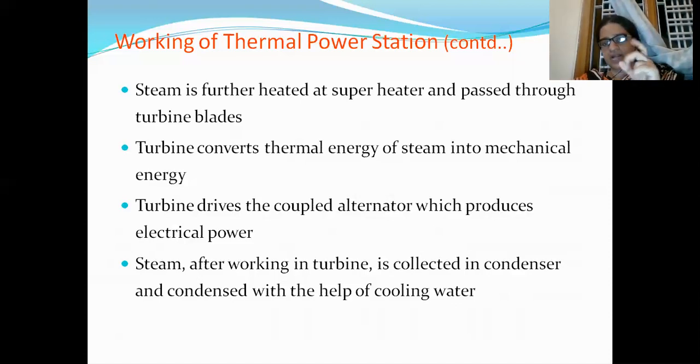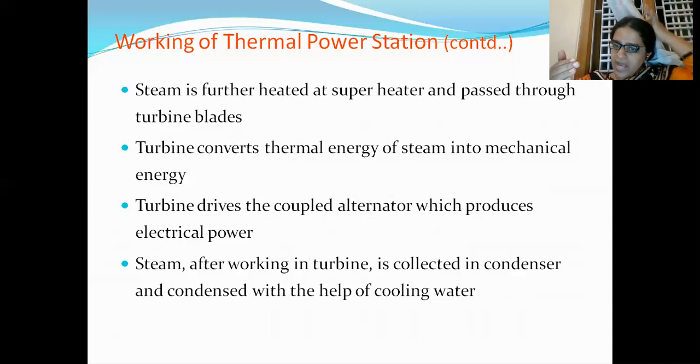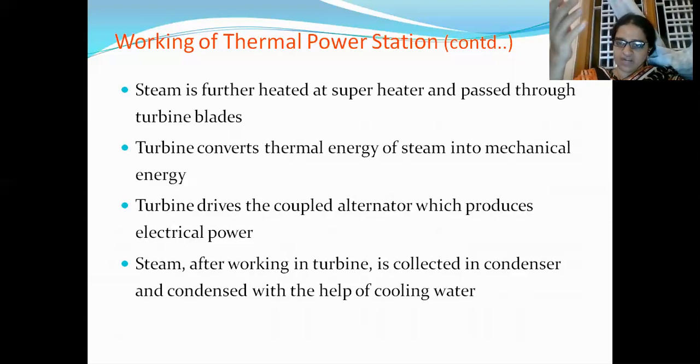This turbine is coupled to the alternator and drives it, which produces electrical power. Steam after working in the turbine is collected. After the turbine, what happens? Of the steam you give to the turbine, most of it will rotate the blades of the turbine. Some amount of steam may not touch the blades properly, and some may get reflected.